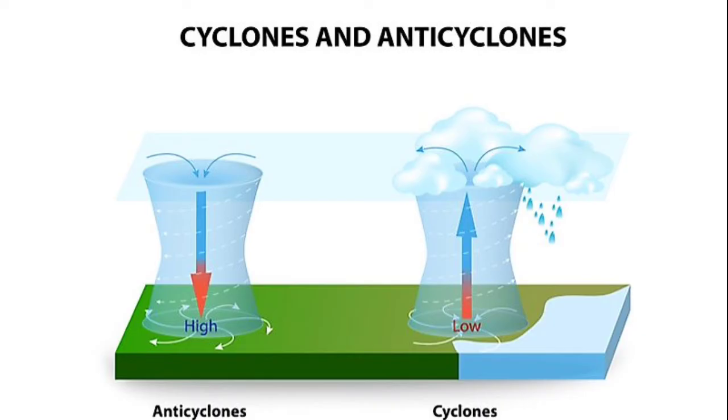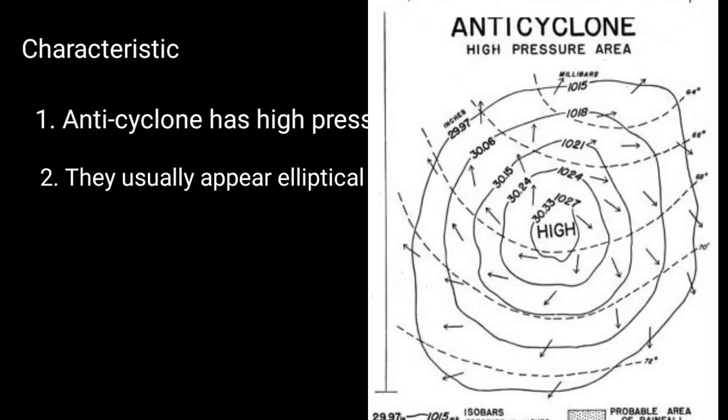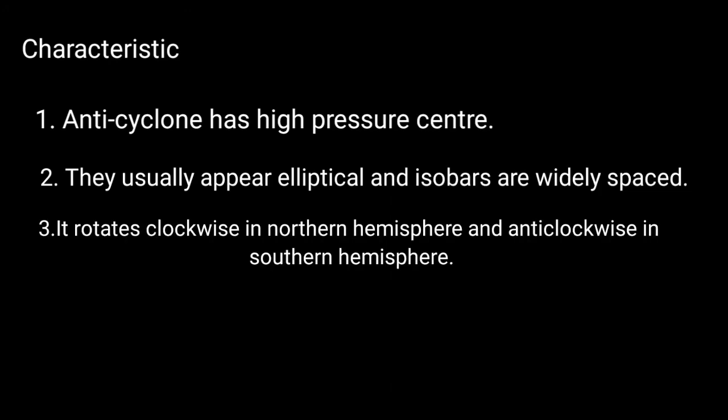Now let us discuss the characteristics of the anticyclone. Anticyclones have a high pressure center, as I already discussed. In the middle, it has extremely high pressure. Air moves from the center to the outward direction. The shape of the anticyclone is elliptical and the isobars are widely spaced.